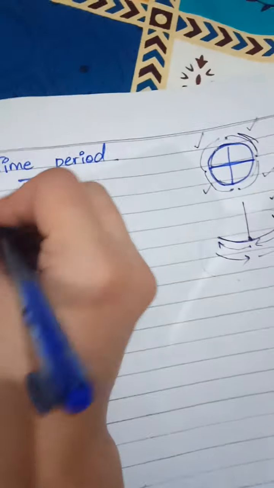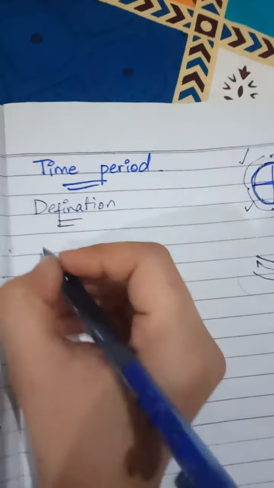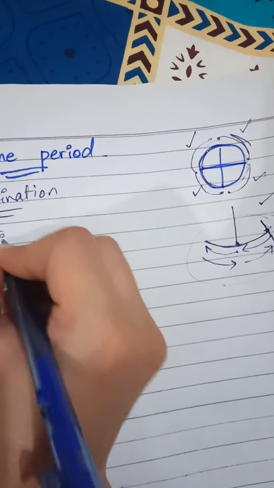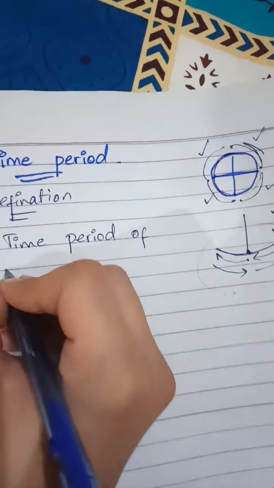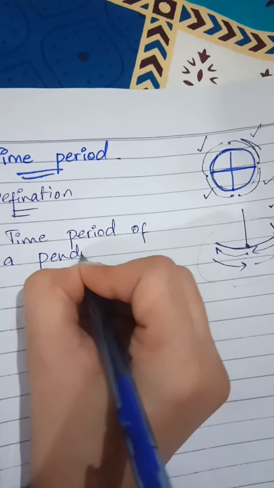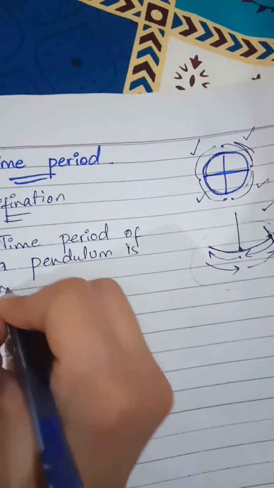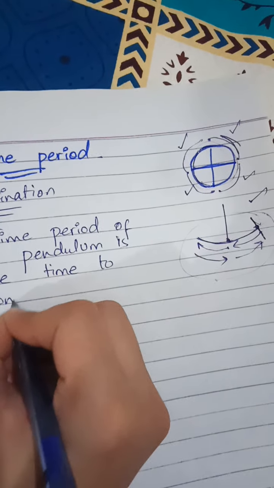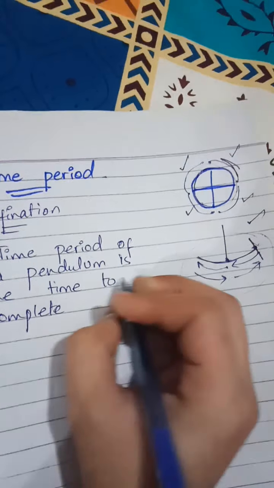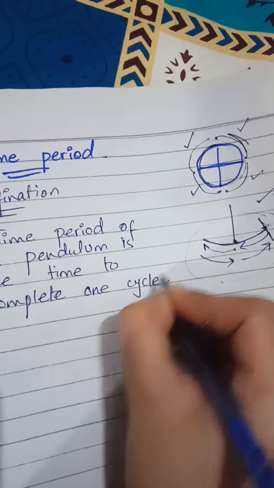Let's write its definition. Time period of a pendulum is the time to complete one cycle.